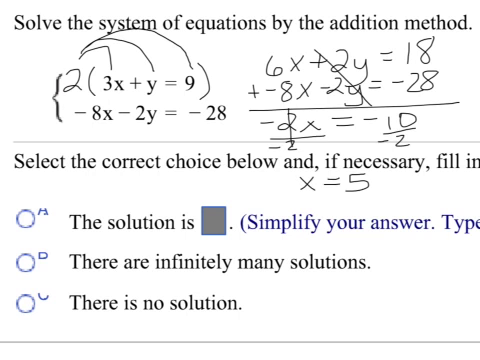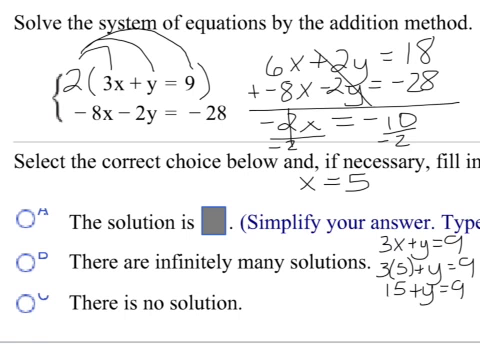Now to figure out what y is, I just need to substitute 5 in place of x in either equation and solve for y. The easiest equation to use looks like the first one because again those y's are positive. So substituting 5 in place of x, I've got 3 times 5 plus y equals 9. 3 times 5 is 15 plus y equals 9. Now I'll move my like terms together. So y is equal to 6.